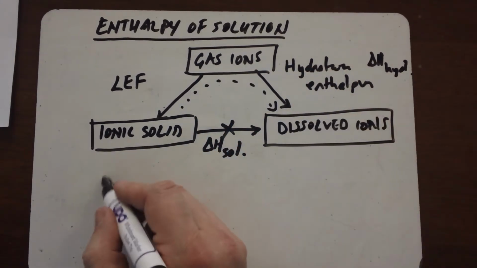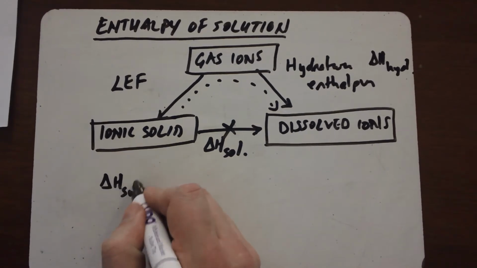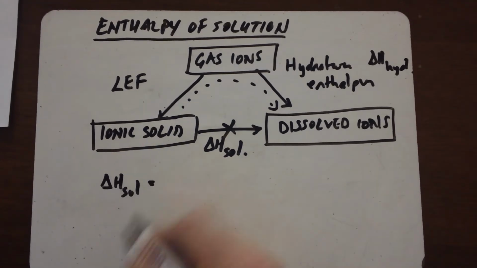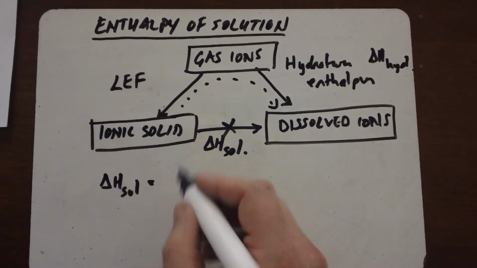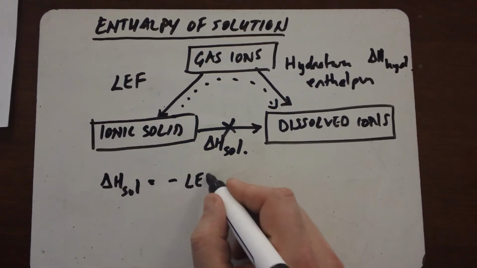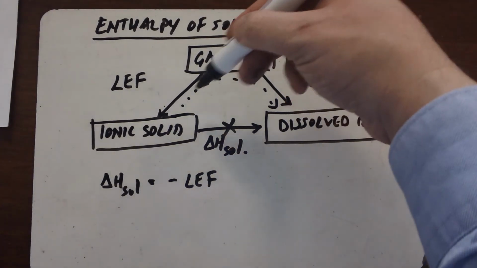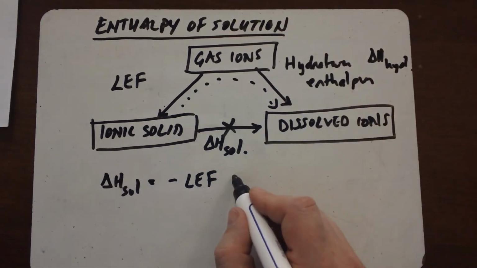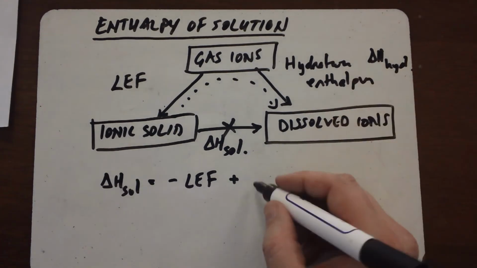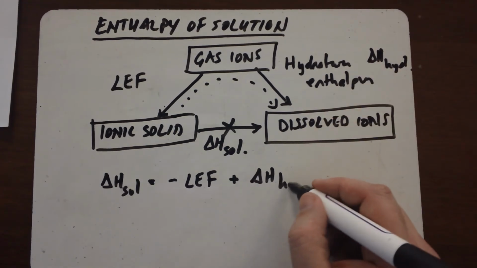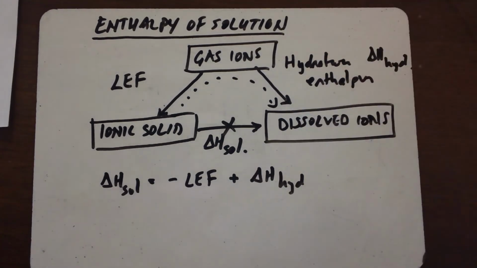Now that would mean that our delta H of solution for our substance would be equal to the negative of the lattice enthalpy of formation, because we're going against this arrow, and then we go with the next arrow, so it's going to be plus the delta H of the hydrations of the gas ions. And I think that's it.